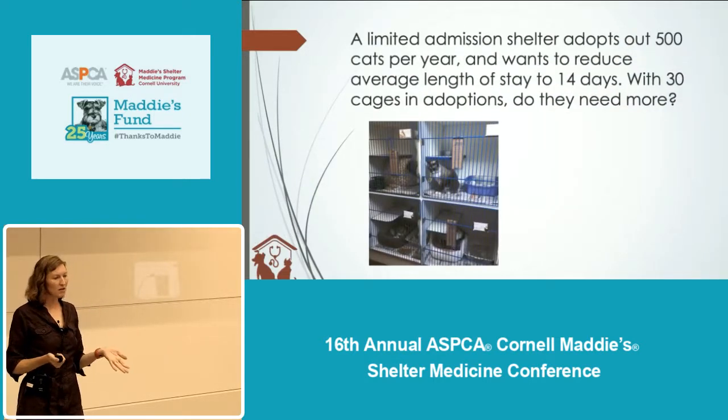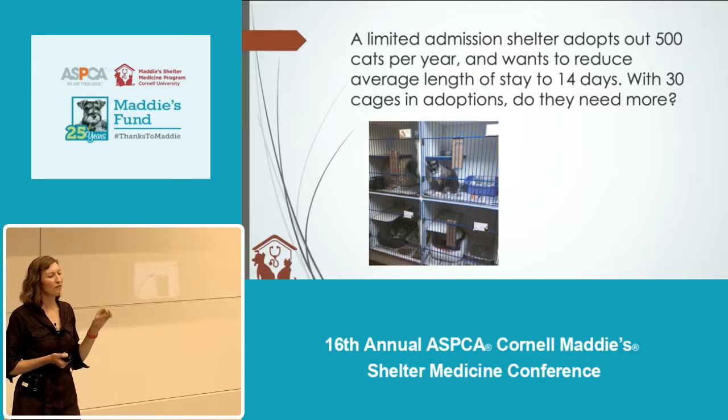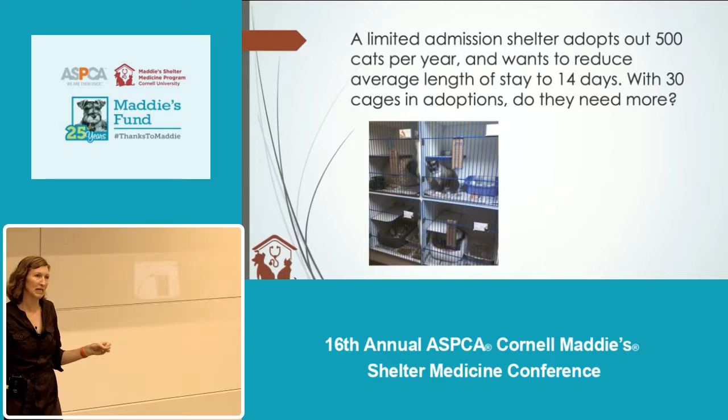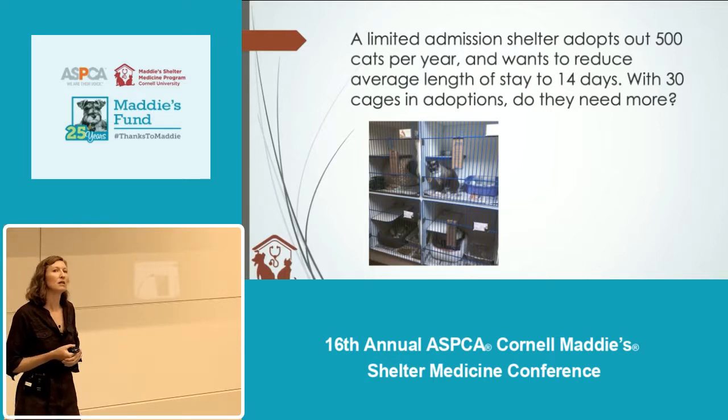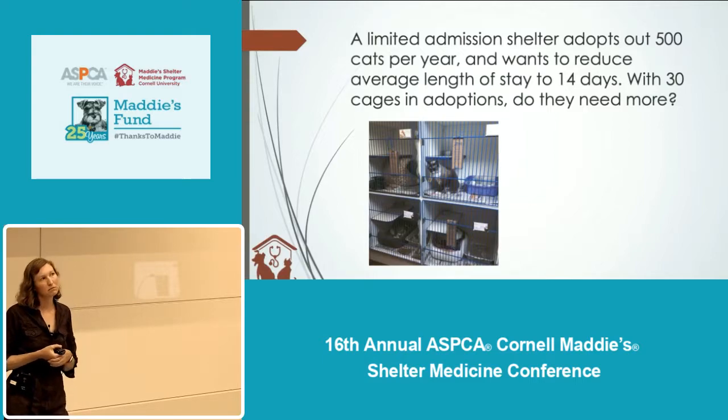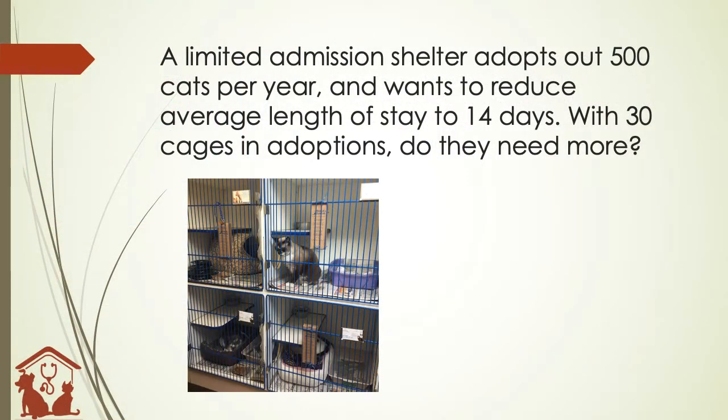So here we have a limited admission shelter, and they adopt out 500 cats per year, and they want to reduce the average length of stay in their adoptions section to 14 days. Let's say it's 21 now, but they want it to be 14. They have 30 cages in adoptions. Do they need more? I've given you a length of stay, and I've given you animals per year. You guys can figure this out. Go for it.